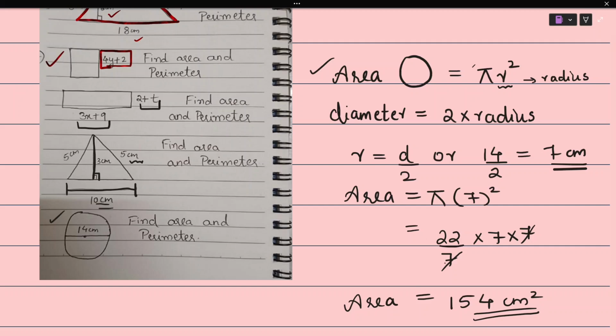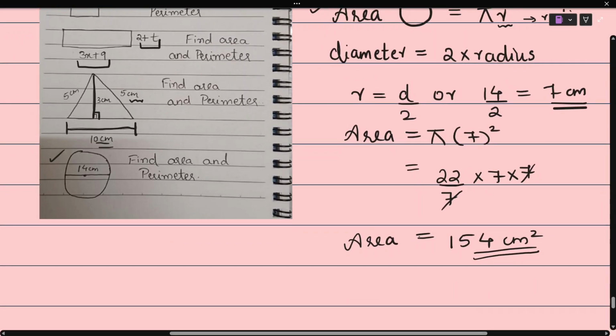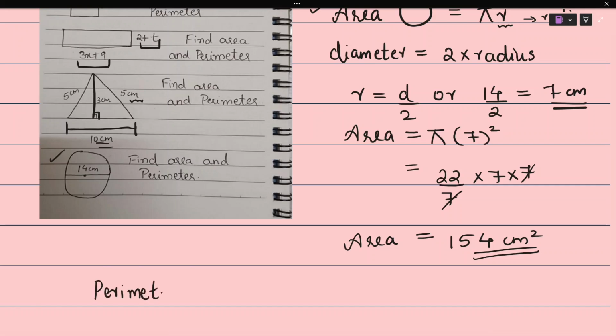Now let's see what is the perimeter of the circle. Perimeter is also known as the circumference. The equation to find the perimeter or the circumference of a circle is 2 pi r. So we are simply going to multiply 2 into 22 by 7 into radius, that is 7 centimeter. We are going to cancel the 7 from both numerator and denominator. So our final answer will be 2 into 22, otherwise 44 centimeter. So the perimeter of this circle is 44 centimeter.